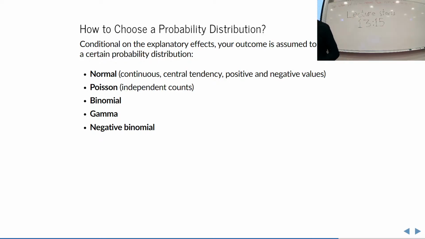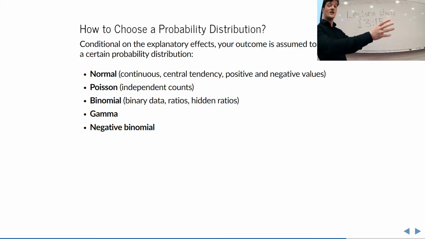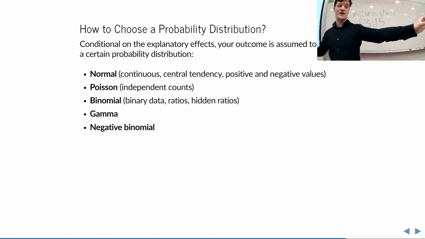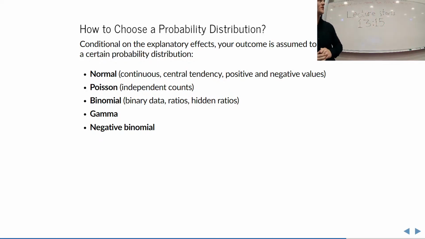Then the Poisson distribution is for independent counts. A count is anything that you count, so a number of this, a number of that. Then the binomial distribution is for several things: for binary data, so yes or no, or are you male or female, as outcome in this case. Or ratios. Let's say I want to know whether a certain type of mask is more efficient than another type of mask. Then I could have two groups of people wearing two types of mask, and I'm going to see how many of those people in the one group got infected and how many in the other group got infected. And that's a ratio. And you can do that with a binomial distribution.